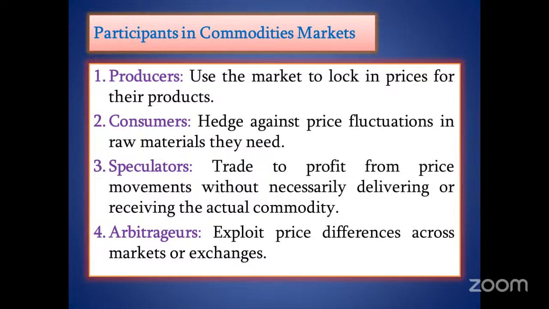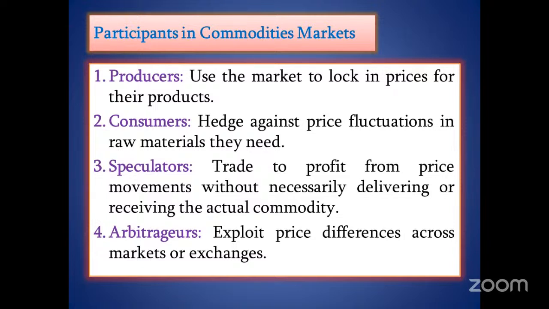So producers always use the market to lock the prices for their products, because they are the producers, so they have the right to lock the prices. And consumers always hedge against the price fluctuations in the raw materials they need. So the customers bargain or negotiate, and observe what the price fluctuations are going to be.